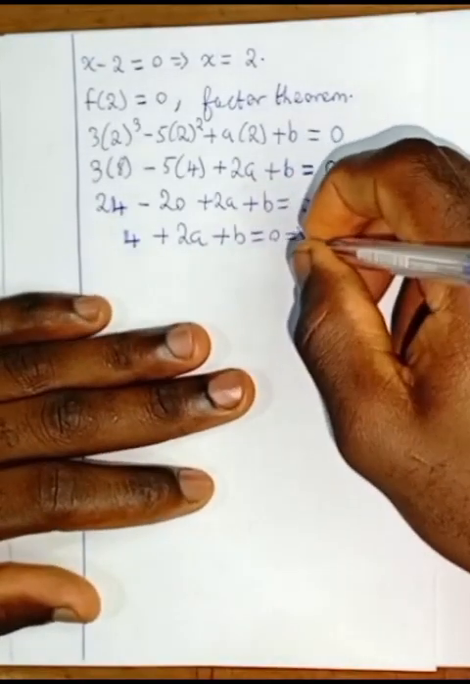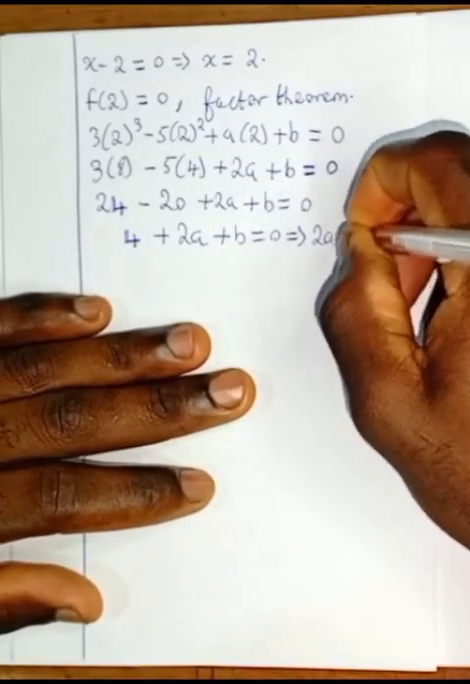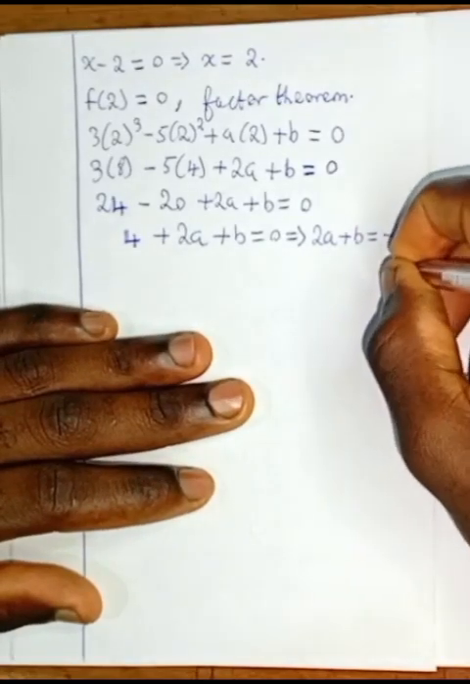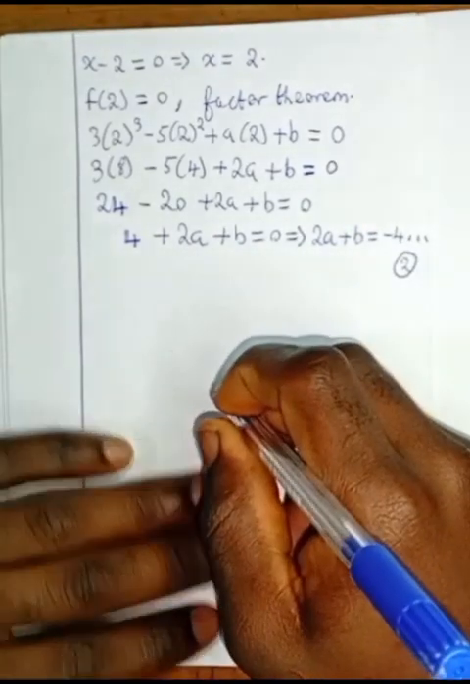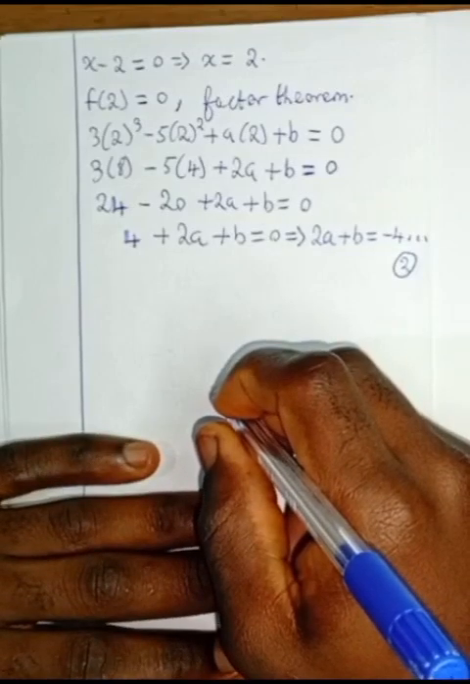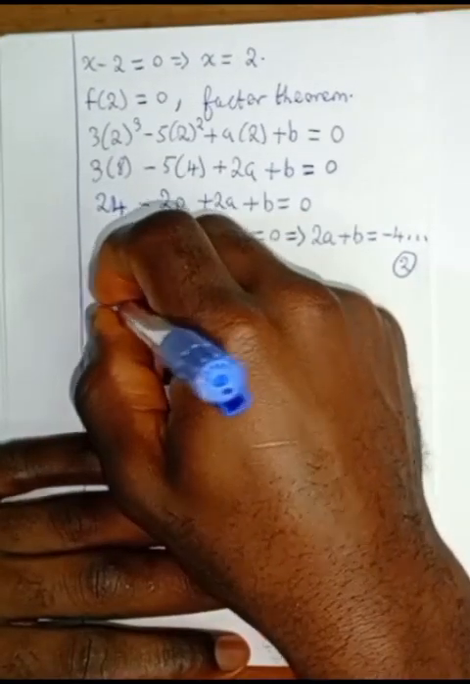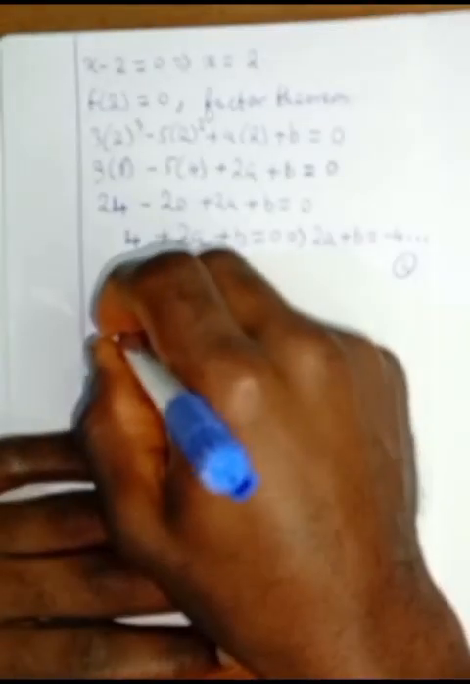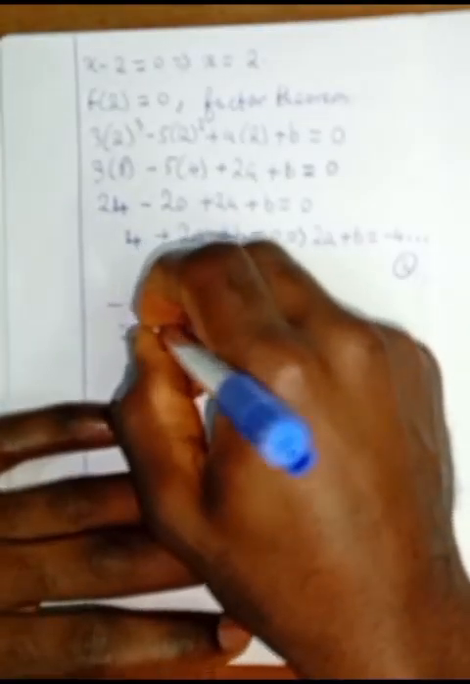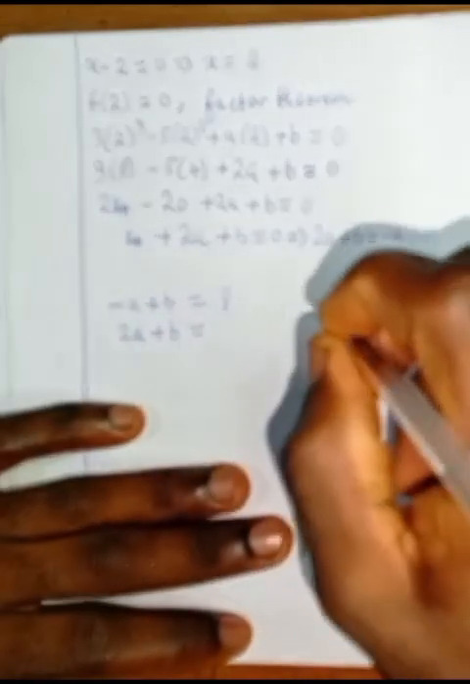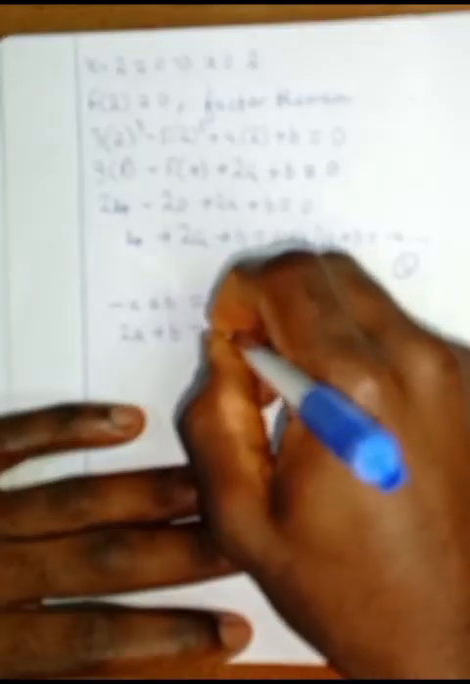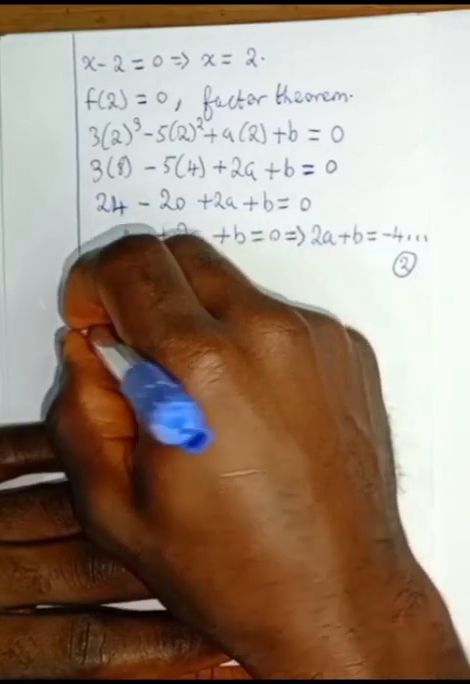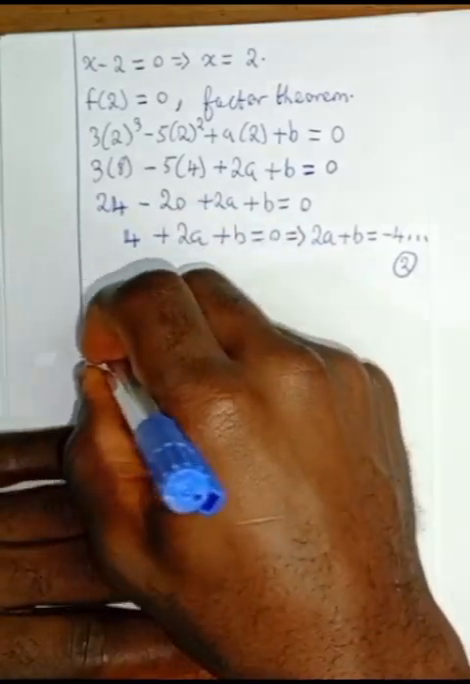Then 2a plus b will be equal to negative 4. Call this one equation 2. So we have a pair of simultaneous linear equations. For equation 1, we have negative a plus b is equal to 8. Equation 2, we have 2a plus b is equal to negative 4. We can subtract the two equations to eliminate b.